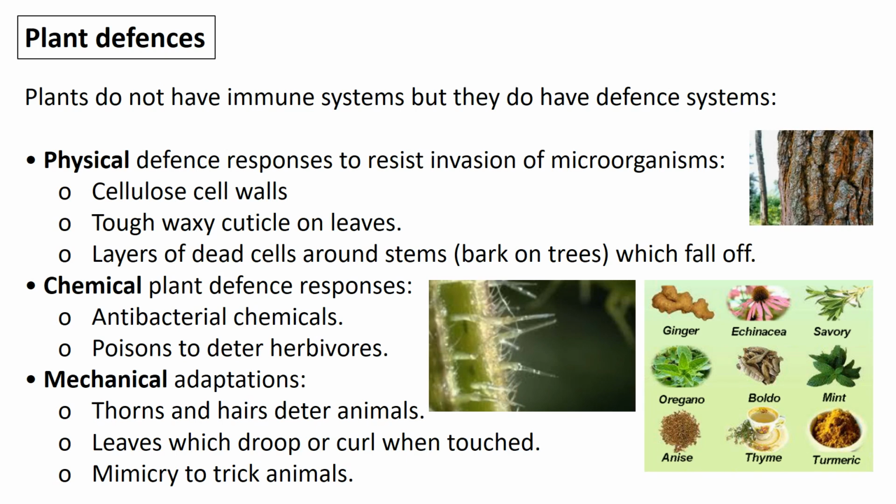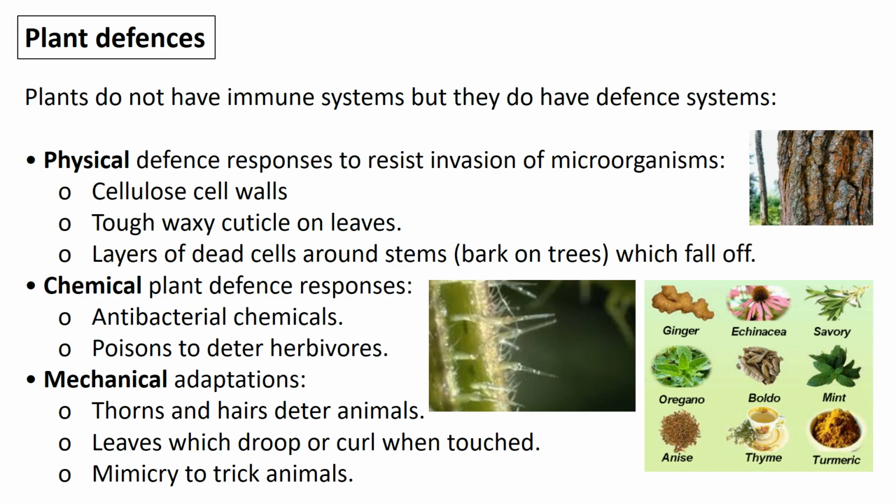Plants also have their own defense systems. They don't have an immune system. So you shouldn't be talking about white blood cells or anything to do with plants. So their defense systems basically rely on physical, chemical, and mechanical adaptations. When you think of a physical defense, you're trying to stop any microorganisms or other pests from invading them.